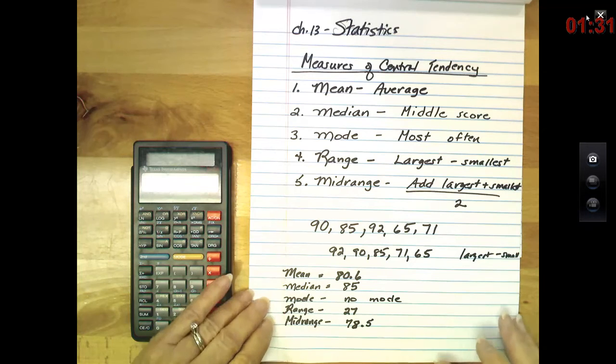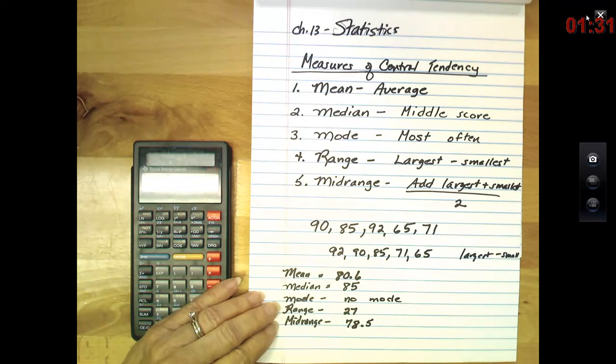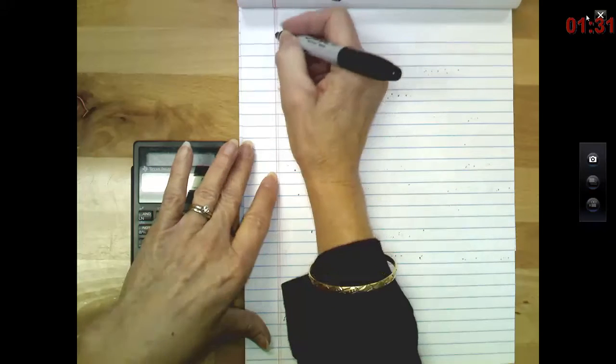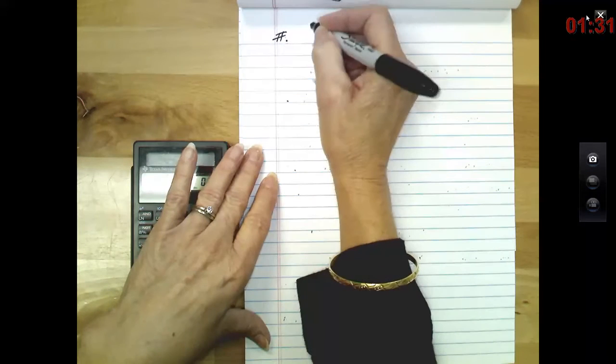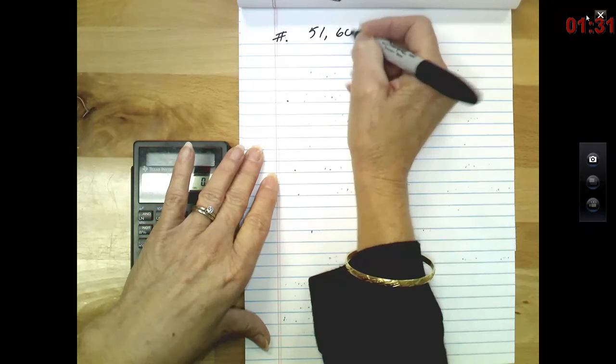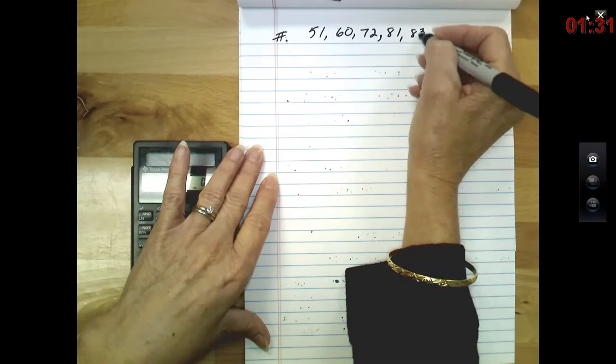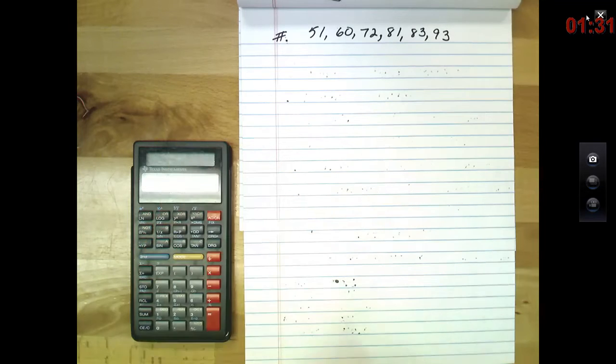Okay. Now you've got the mean, the median, the mode, the range, and the mid-range. Now, this is the bad part about using this. You have dots all over the paper. Use these numbers and find all of those: 51, 60, 72, 81, 83, and 93. Find the mean, the median, the mode, the range, the mid-range. And remember what you do first.